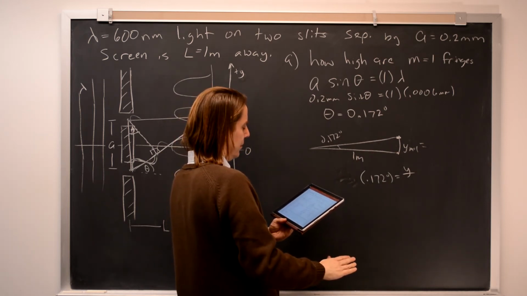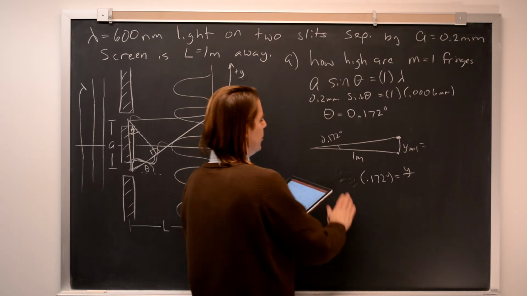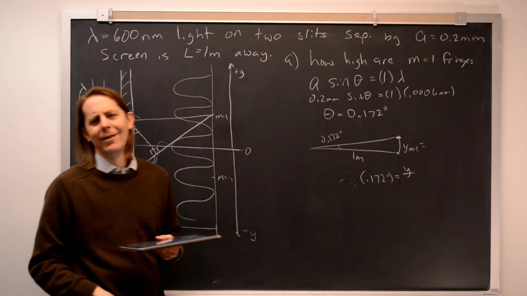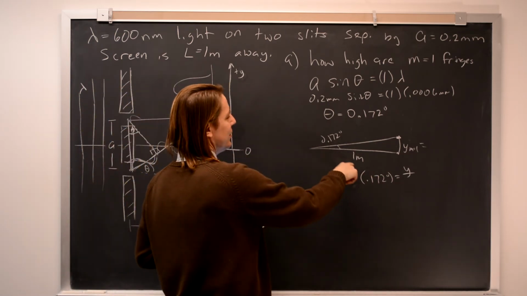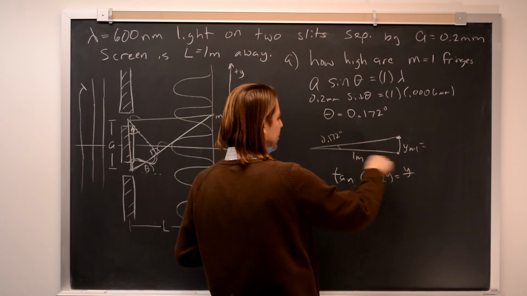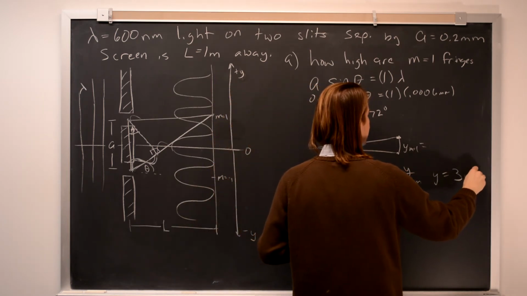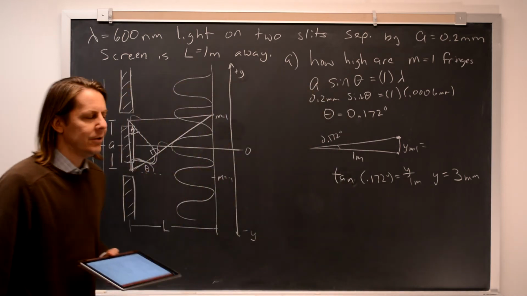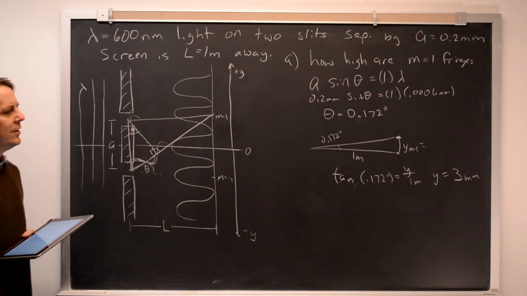Why did I say that? Oh, no, I'm fine. The tangent of 0.172 degrees is the opposite y over the adjacent 1 meter. There we go. Y, if you solve that, is 3 millimeters, right? So y is 3 millimeters up here and negative 3 millimeters down there.